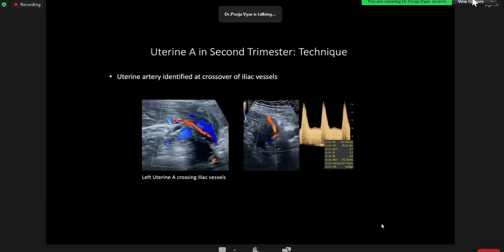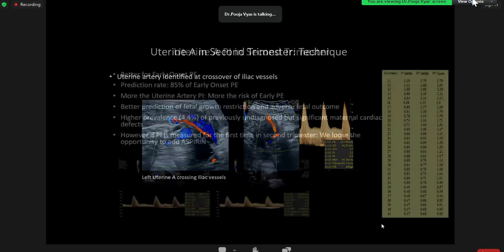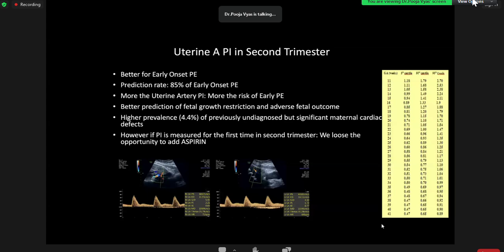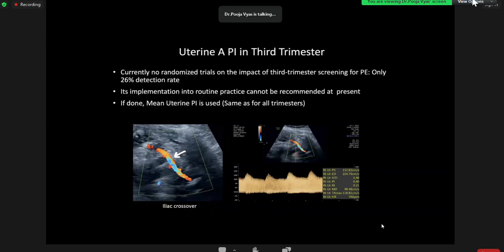In the second trimester, we sample the uterine artery at the crossover of the iliac vessels. Uterine artery PI in the second trimester is better for early onset preeclampsia. So then you'll ask, why do it in the first trimester? We are doing it already in the second trimester. But if the PI for the first time is taken in the second trimester and it is high, then we lose the opportunity to add aspirin. Aspirin should be started from the first trimester itself. In the third trimester, currently there is no rule, and we follow the same protocol and we take the mean uterine PI when we want to see the uterine artery.